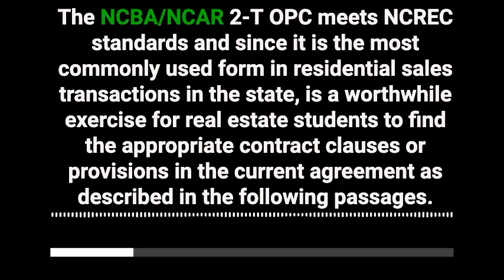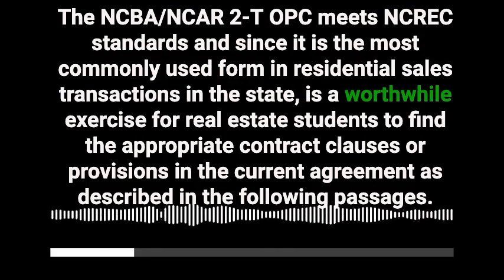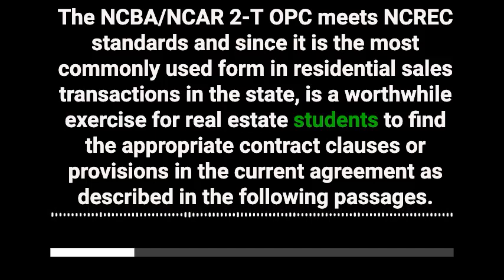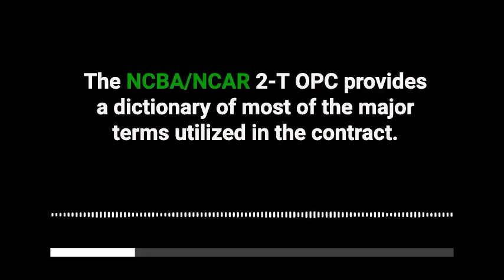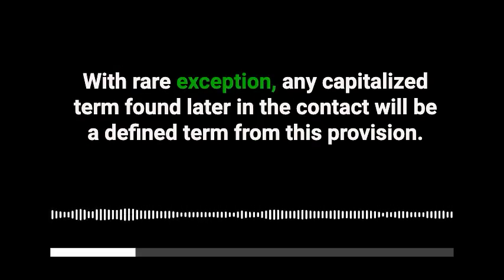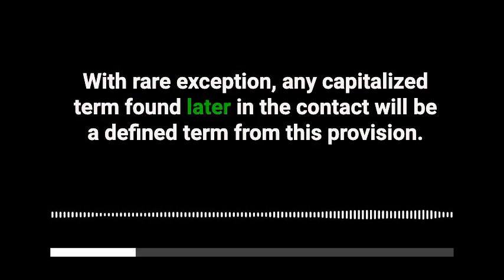The NCBA and COR2TOPC meets NCREC standards, and since it is the most commonly used form in residential sales transactions in the state, it is a worthwhile exercise for real estate students to find the appropriate contract clauses or provisions in the current agreement as described in the following passages. Terms and definitions. The NCBA and COR2TOPC provides a dictionary of most of the major terms utilized in the contract. With rare exception, any capitalized term found later in the contract will be a defined term from this provision.